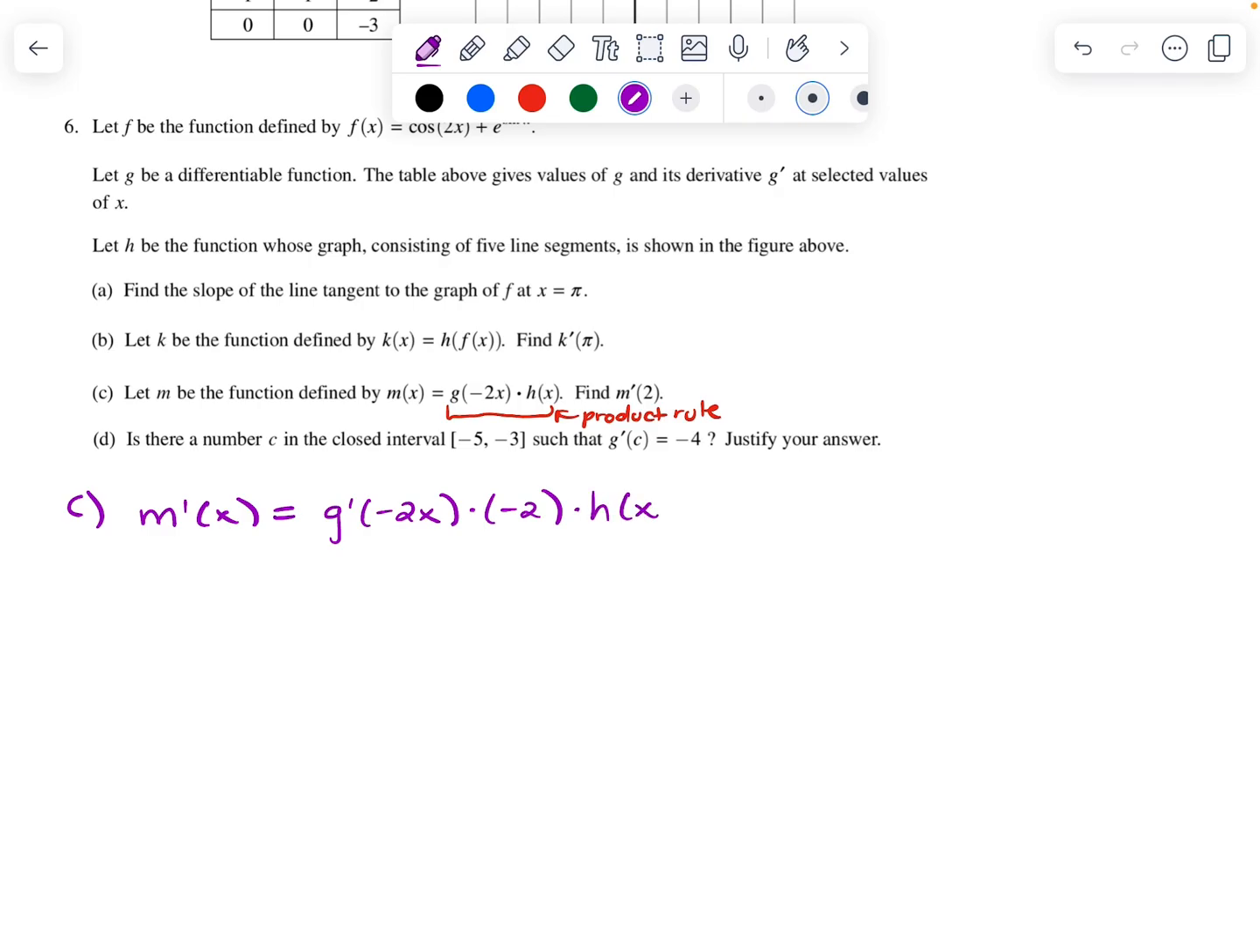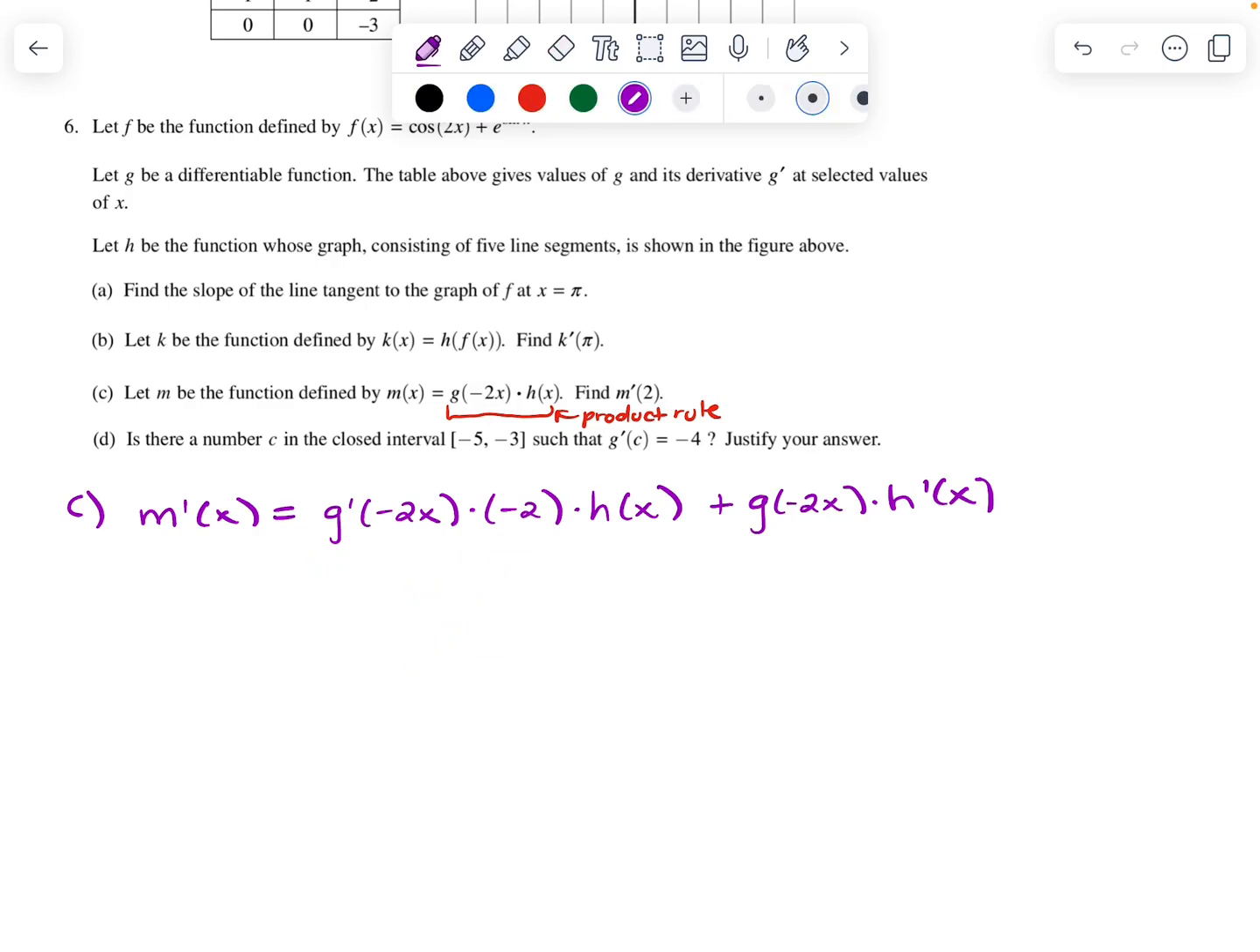times h of x. Okay, so just so you know, and I'm going to erase this in a second, this is the derivative of g of negative 2x, right? So it's the derivative of the outer, inside left alone, times the derivative of the inner, right? We've got to use chain rule there. And then plus, copy the first function times the derivative of the second. So you get that.